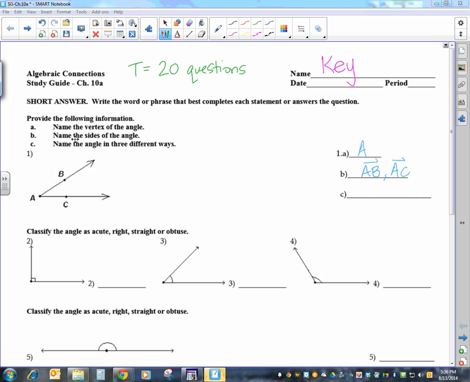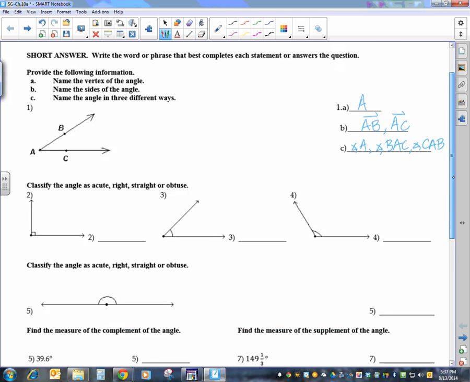Those are the sides. And name the angle in 3 different ways, and we talked about this when we first discussed angles. You can name it with just the vertex sometimes, or you can choose all 3 letters, but the vertex has to be in the middle. So I would have angle BAC, and I would have angle CAB. So those are the 3 ways to name that angle.